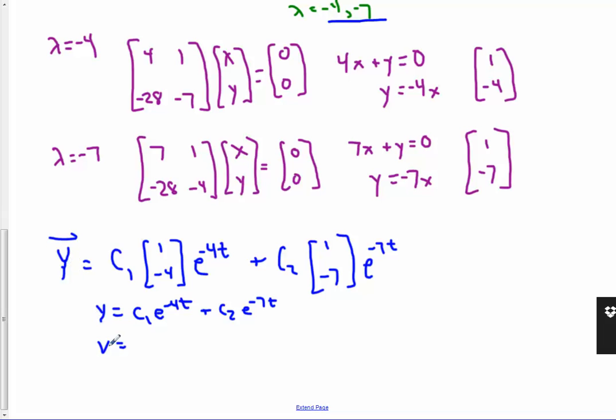One nice thing is that this automatically gives us the v, the derivative. So we see that that's minus 4c1 e to the minus 4t minus 7c2 e to the minus 7t. There we go. So that comes for free, although that wouldn't have been hard. That's just the derivative of y. You can see that.